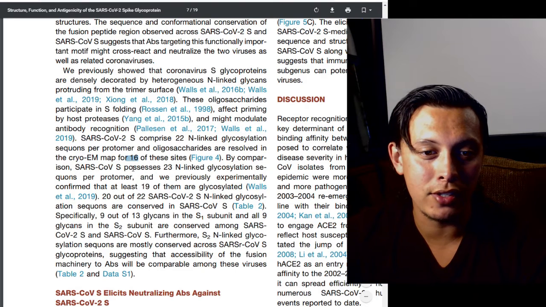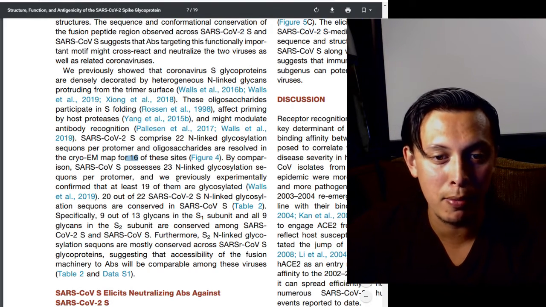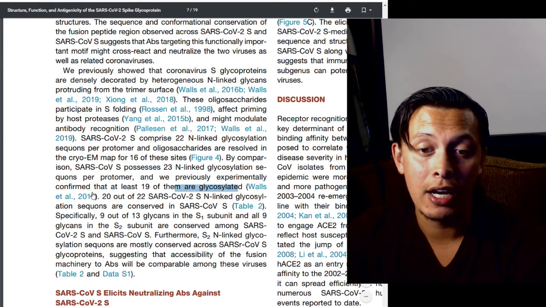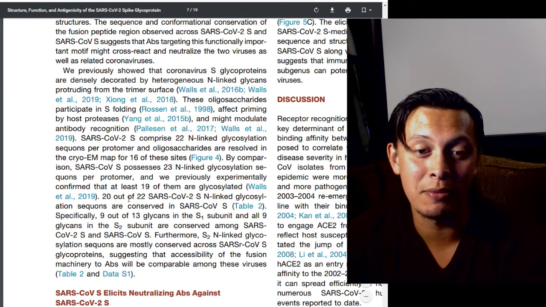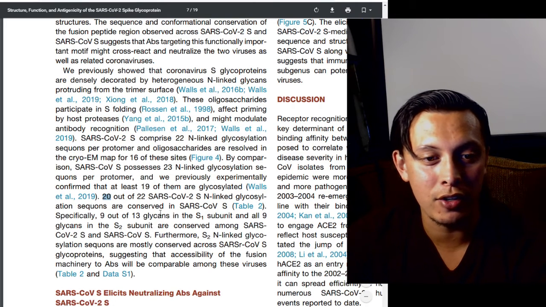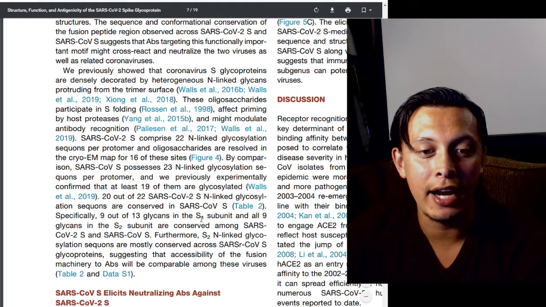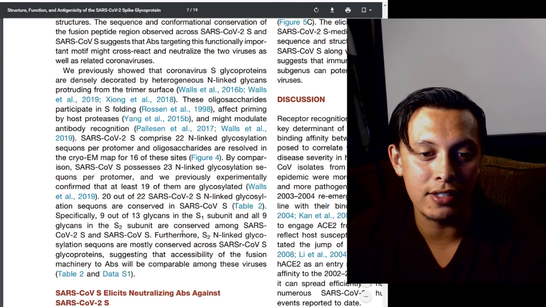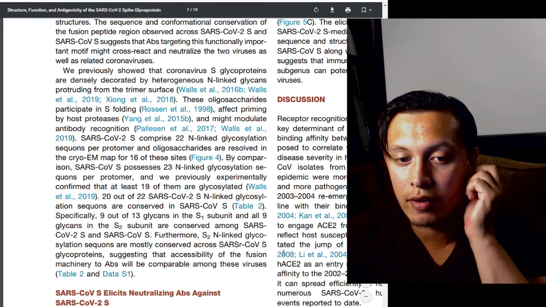Continuing by comparison, the SARS-CoV-S possesses 23 N-link glycosylation sequons per promoter, and we previously experimentally confirmed that there are at least 19 of them that are glycosylated. So if you can find them, you can guarantee it's there, but that doesn't mean that you found all of them. So 20 out of 22 SARS-CoV-2 N-link glycosylation sequences are conserved in the SARS-CoV-2, specifically 9 out of 13 glycans in the S1 subunit, and all 9 glycans in the S2 subunit are conserved among SARS-CoV-2 and SARS-CoV-S.